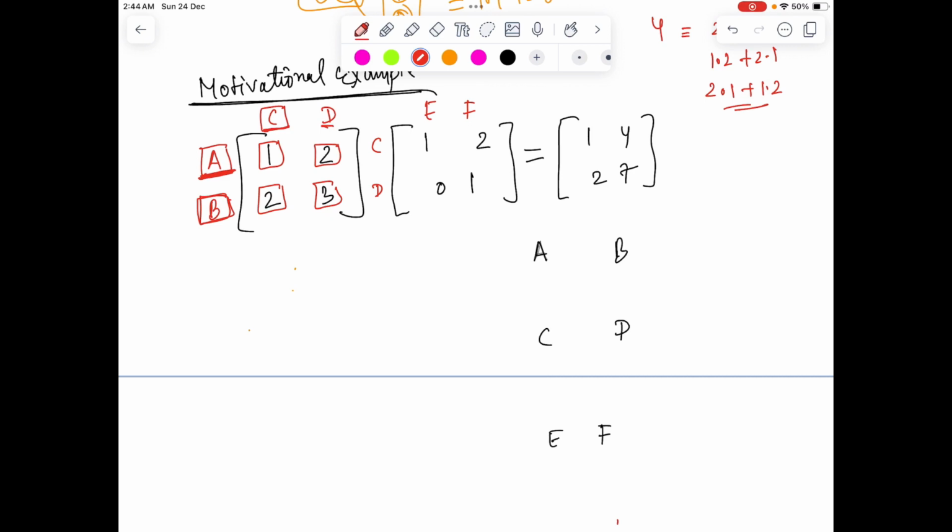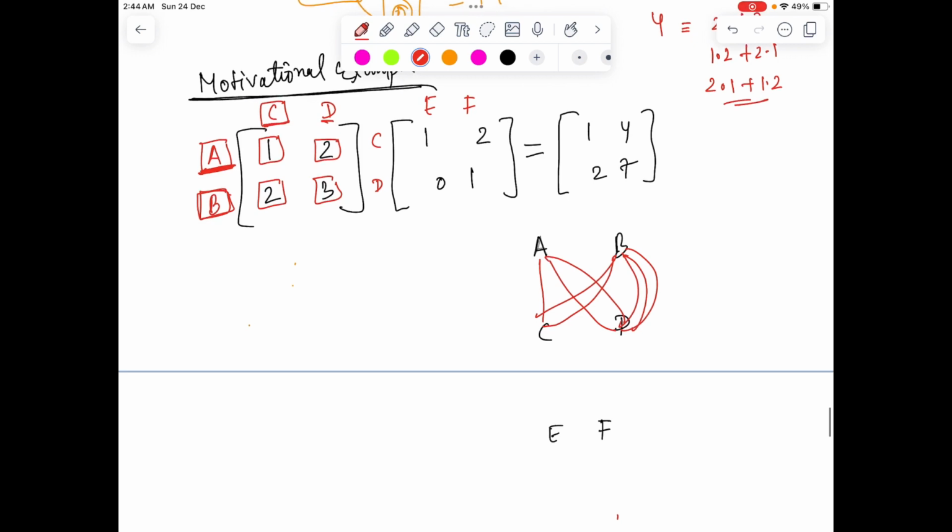Let's do it visually, and let's connect the number of ways of going from A to C. So we have one connection. From A to D we have 2, B to C we have 2, B to D we have 3. Now let's try C, D to E, F. So from CD to EF, C to E is 1, we can repeat the same thing. Let's use a different color. C to F, we have 2 ways of going. D to E, we have no way. And D to F, 1 way.